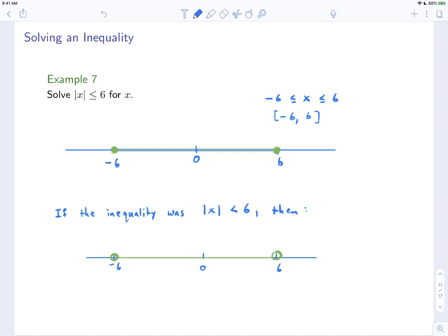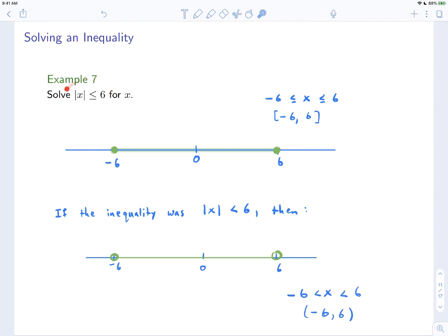Whereas the second one here is -6 strictly less than x, strictly less than 6. So this is the open interval where we don't include the endpoints. So this is what we have when we're looking at the absolute value of x less than or equal to 6.